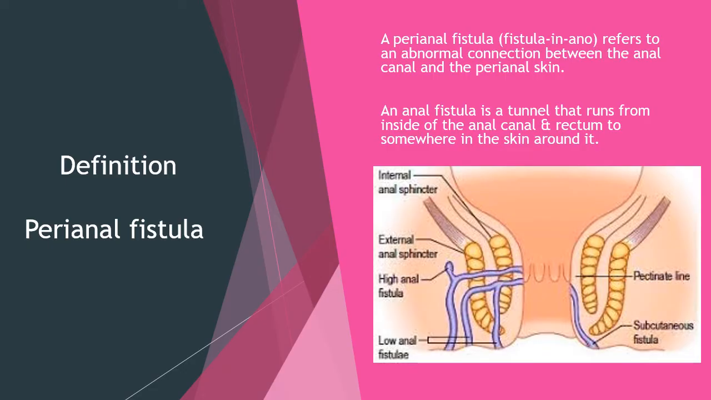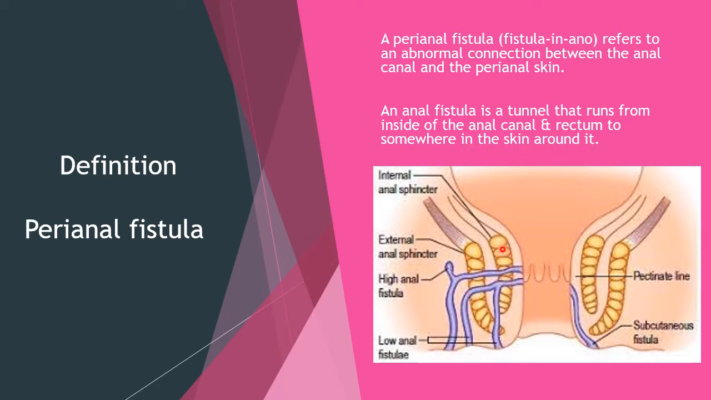What is the definition of perianal fistula? A perianal fistula, also known as fistula in ano, refers to an abnormal connection between the anal canal and the perianal skin. In short, an anal fistula is a tunnel that runs from the inside of the anal canal and rectum to somewhere in the skin around the anus.